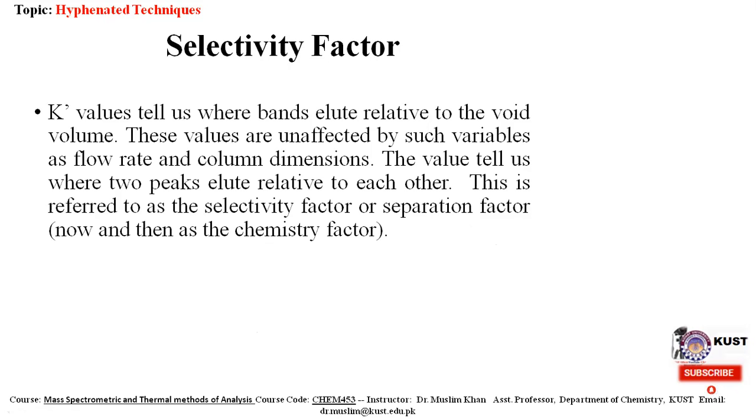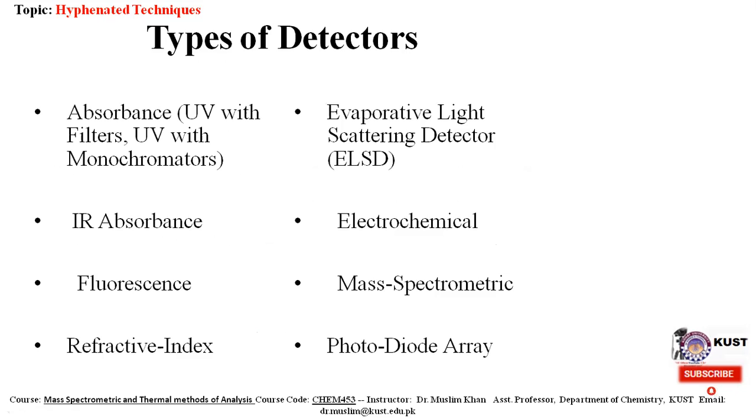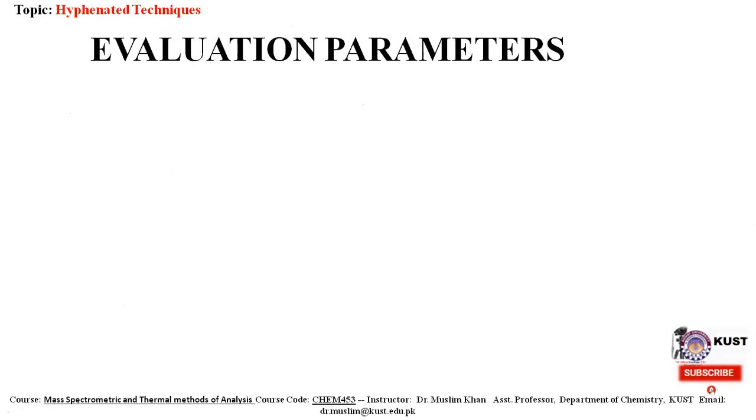We are not discussing the selectivity factor. We have discussed it before in our previous lecture. There are different types of detectors. We are not discussing these detectors, because in hyphenated techniques we are making them inactive, deactivated. There are different types of detectors like IR, fluorescence, refractive index detector, but we will only focus on the mass spectrometric detector, because we are connecting this HPLC system to the mass spectrometry detector while its own detector is deactivated in this hyphenated technique.